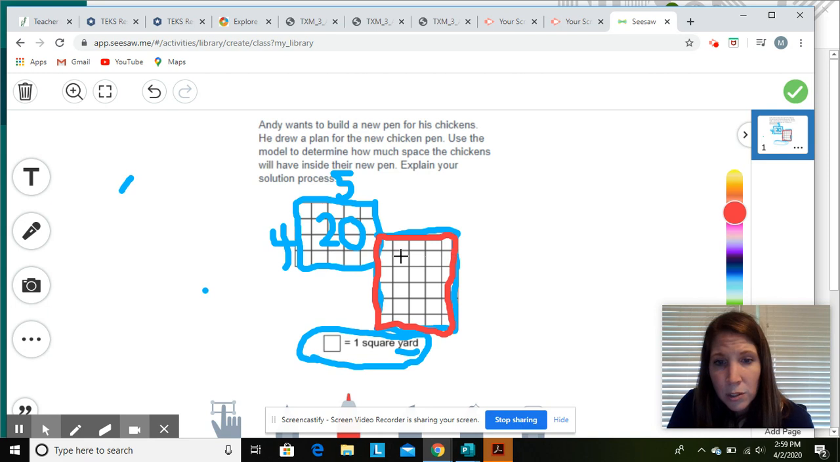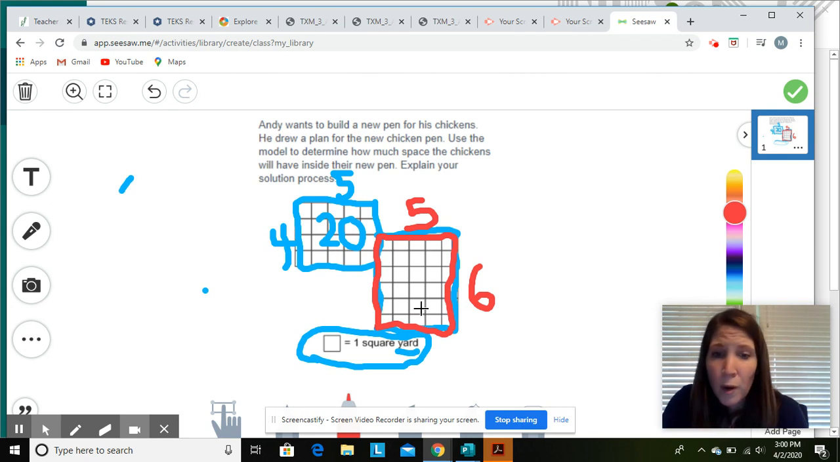1, 2, 3, 4, 5, 6. We have 6 rows. And let's count the number of squares in each row. We have 1, 2, 3, 4, 5. So we have 5 squares in each row. And now we're going to take these two numbers and we will multiply them. Okay, again, you could count the squares. You can count the total number of squares. You're going to get the exact same answer.